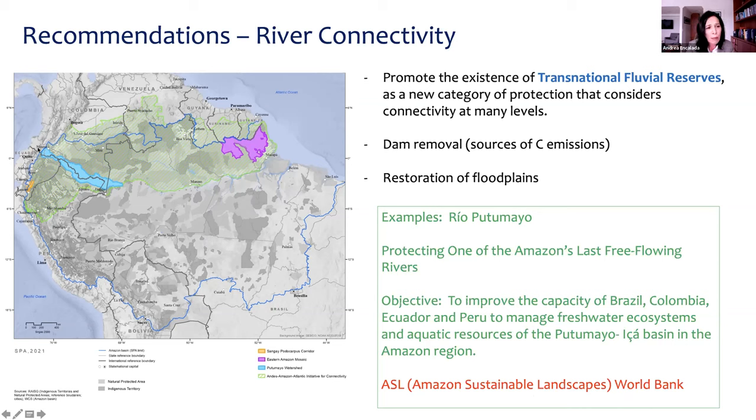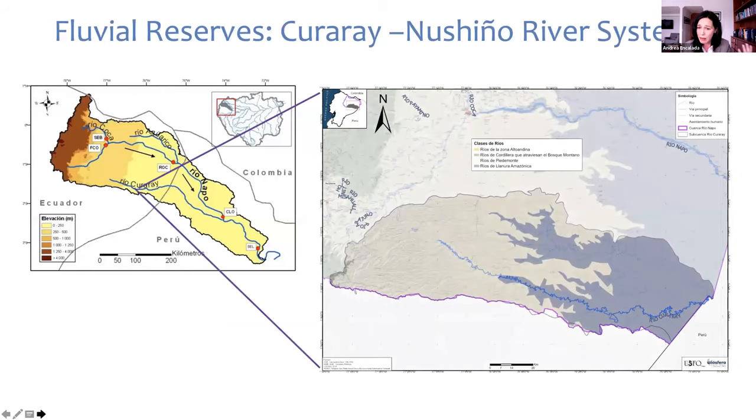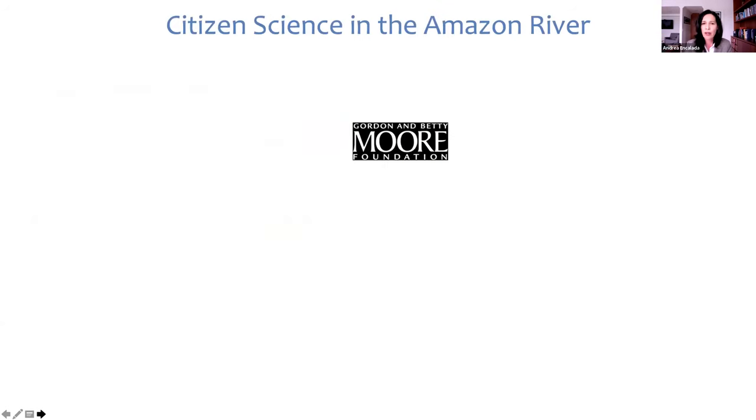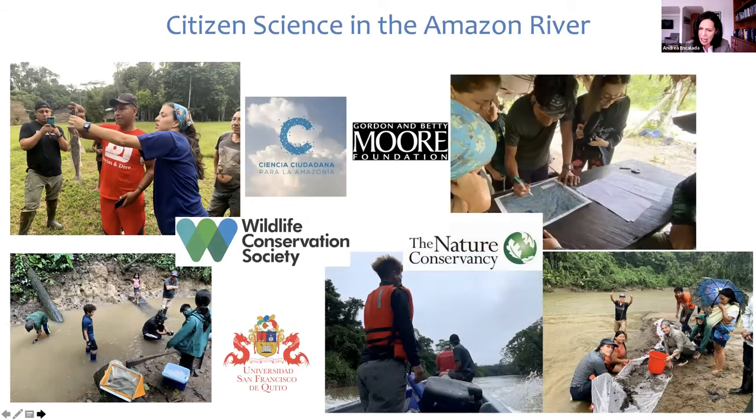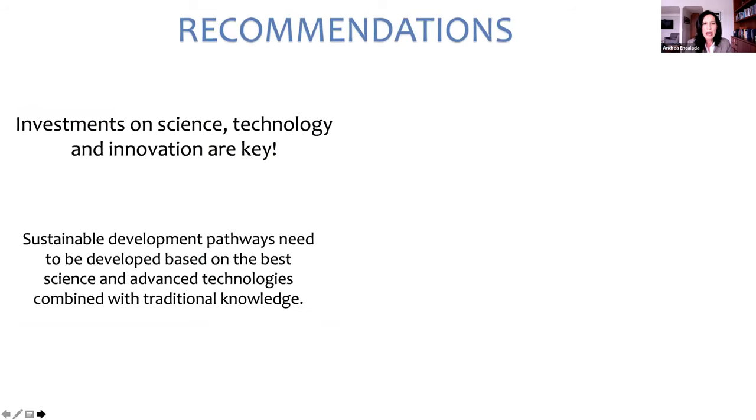And in this one, they are protecting this river system that doesn't have any dams and is surrounded by indigenous territories. There are other initiatives of these fluvial reserves, like here in the Napo. The Curaray River is a binational river, Ecuadorian and Peruvian. And we are also proposing to do a fluvial reserve in here. And also there are many projects that are working with citizen science in these fluvial reserves to help understand the diversity and the uses of the fisheries of the people in the region.